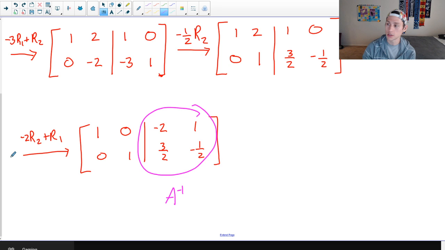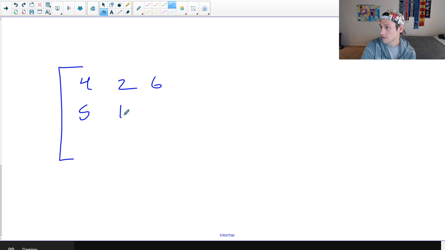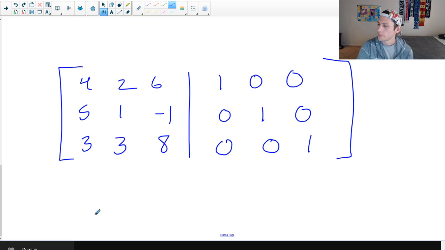Now, I showed it just with a 2 by 2, but if I wanted to do it with a 3 by 3, where I have 4, 2, 6, 5, 1, negative 1, 3, 3, 8, whatever. So if this is the matrix I want to find the inverse of, I augment it with the identity matrix, and then I use my row operations to put this into reduced row echelon form. As I do that, this right side will change into whatever the inverse is.